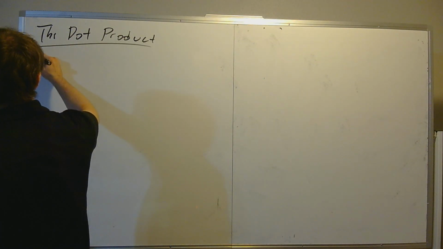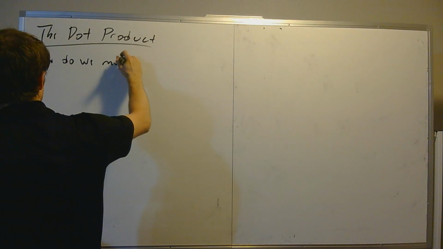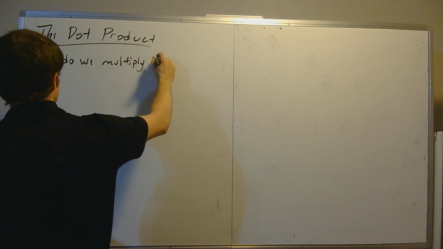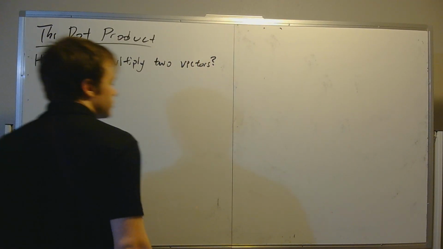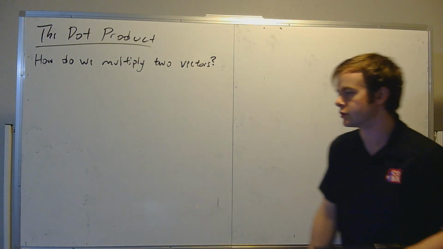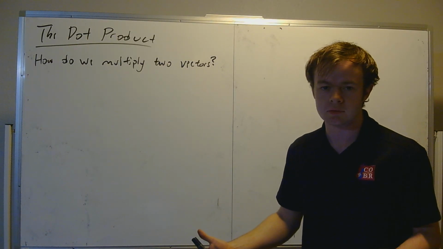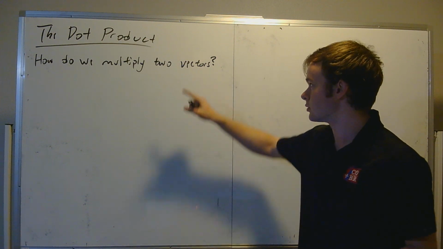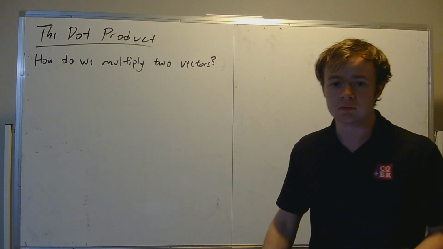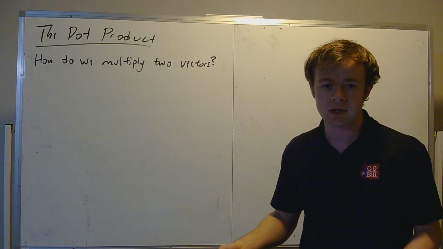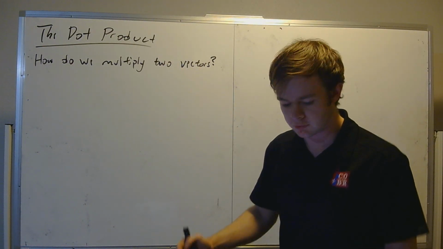So our question here is, how do we multiply two vectors? We know how to multiply numbers, but we don't necessarily know how to multiply vectors. Remember, scalars are just numbers; they just have magnitude, but vectors have both magnitude and direction. We know how to just multiply magnitudes, but we don't know what needs to happen to the directions. So we need to figure out some sense of multiplication here.